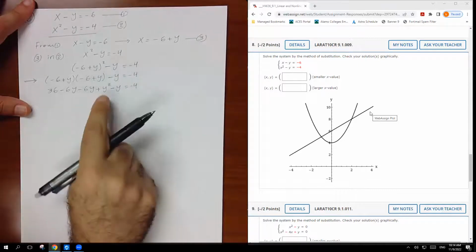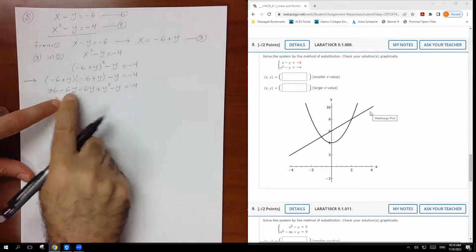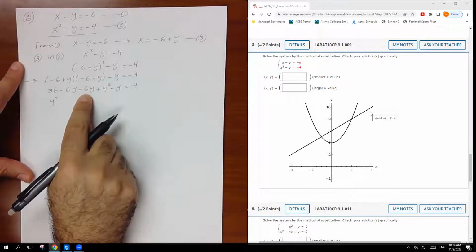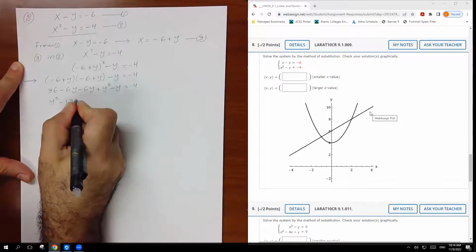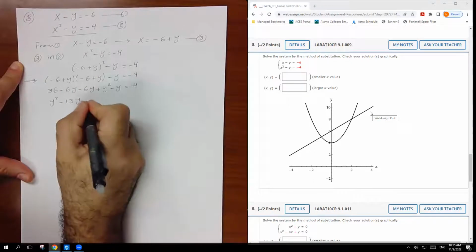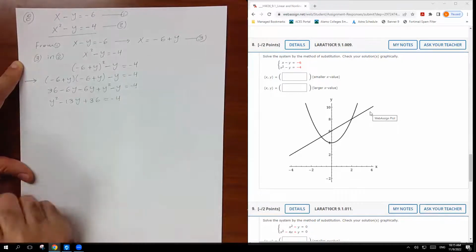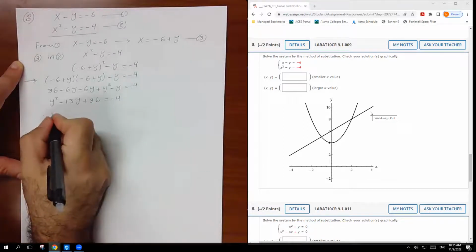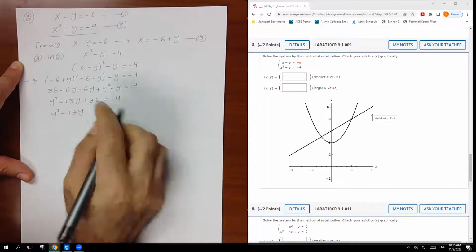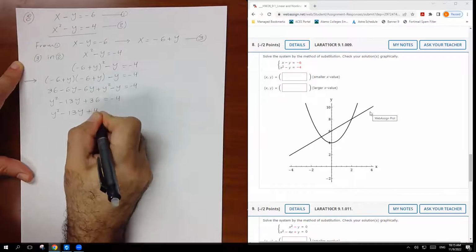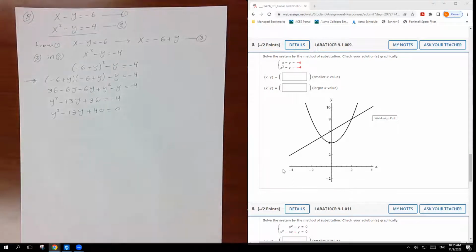Combine like terms, I'm going to put the y squared first. -6 minus 6 is -12. Minus 1, so it's going to be -13. So y squared minus 13y plus 36 equal -4. Now move the 4 to this side, so we're going to add 4. That means y squared minus 13y plus 36 plus 4, so it's going to be plus 40 equal 0.